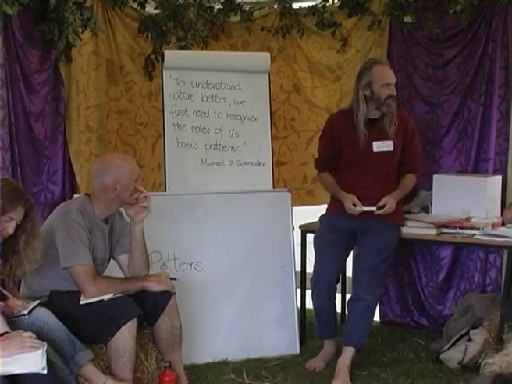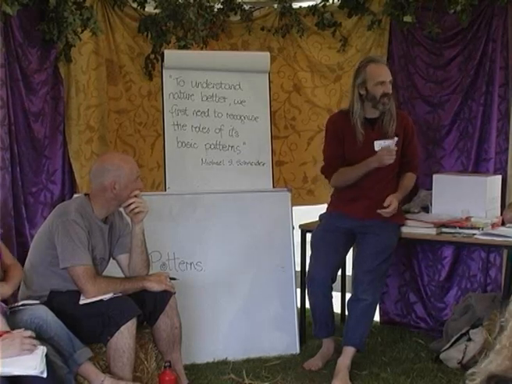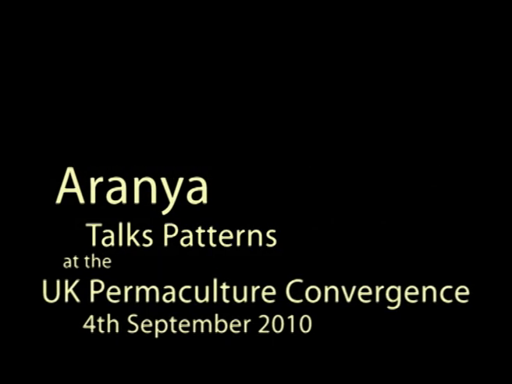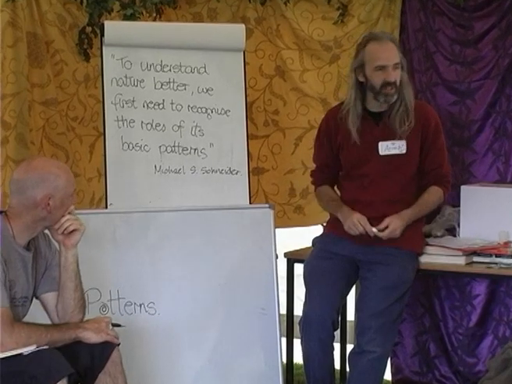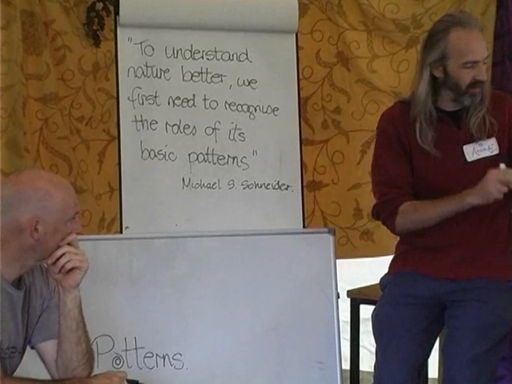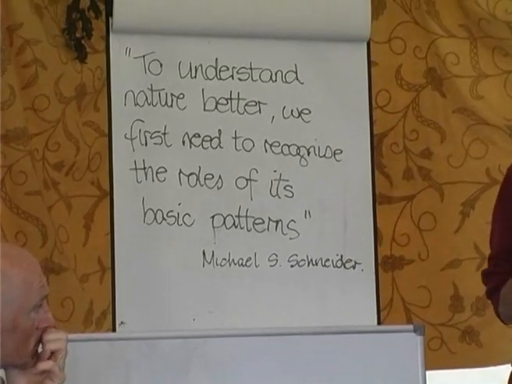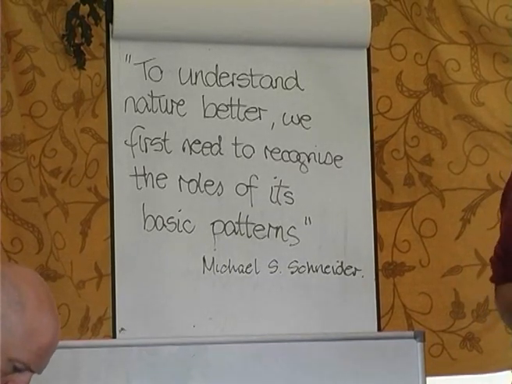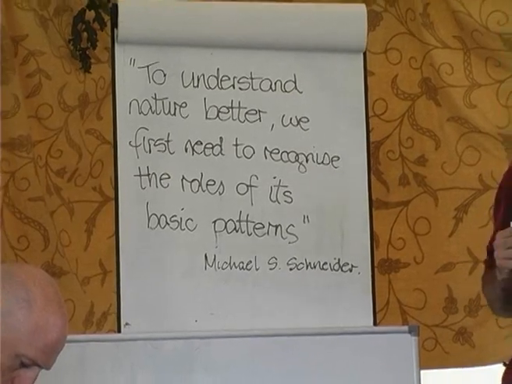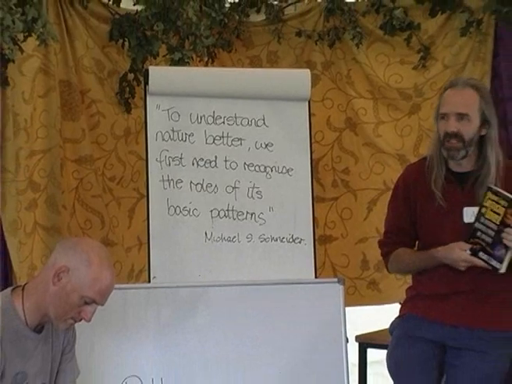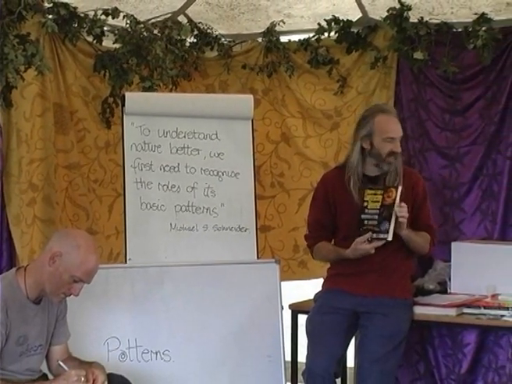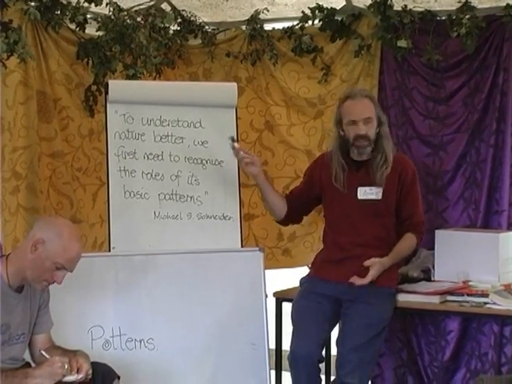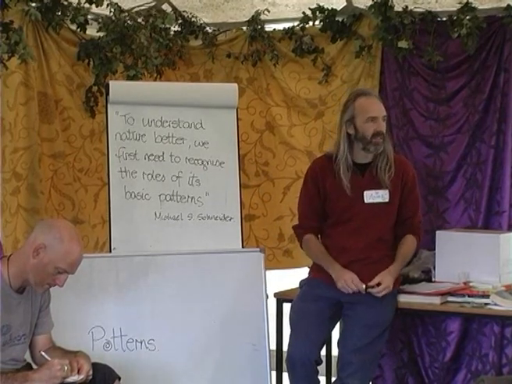This is a subject that's been a fascination for me for quite some time, not as long as I would have liked. A Beginner's Guide to Constructing the Universe by Michael Schneider. Has anyone read his book? It's very... if you just happen to be fancying to knock one up this afternoon. It's about maths, but it's also about form and nature, and it's an amazing journey. If you're remotely interested in maths or even nature, it's a fascinating read. Highly recommended. And one of the things he says is, to understand nature better, we first need to recognize the roles of its basic patterns.